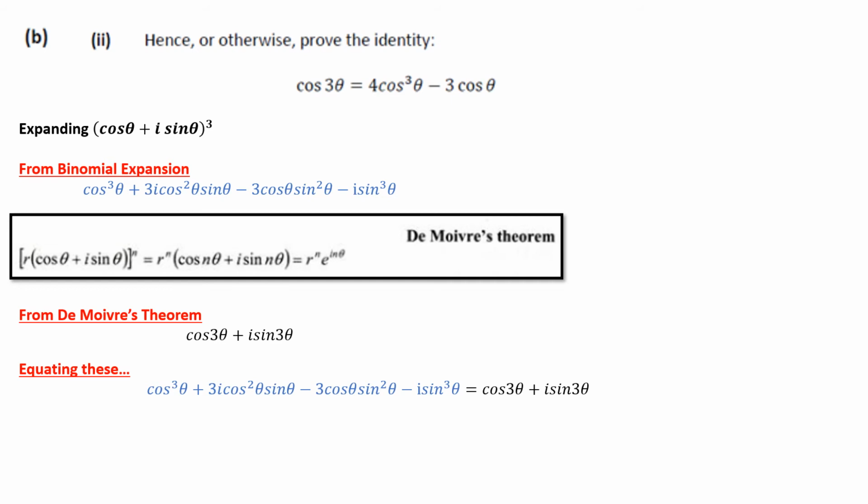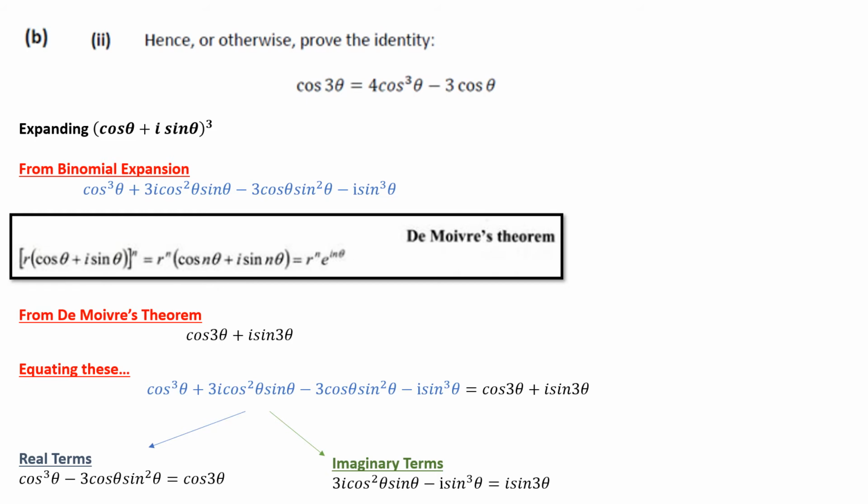Now notice how the identity has no i's. Now that's not to say we just ignore the i's, but we are going to break the equation we have down into two parts because we can equate the real parts and the imaginary parts. So the real terms, we have cos cubed theta minus 3 cos theta sine squared theta is equal to cos 3 theta. And in the imaginary terms, we have 3i cos squared theta sine theta minus i sine cubed theta equals i sine 3 theta.